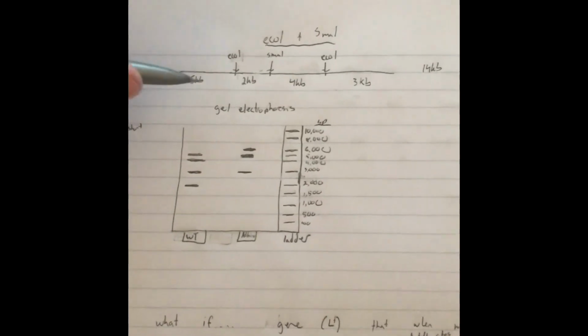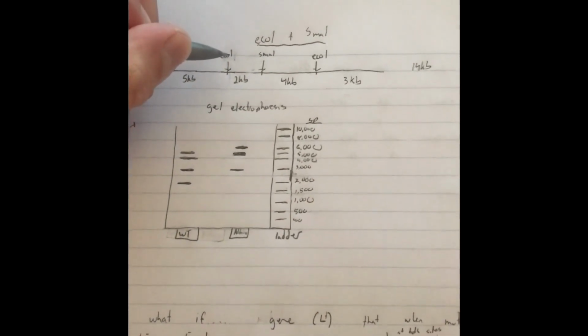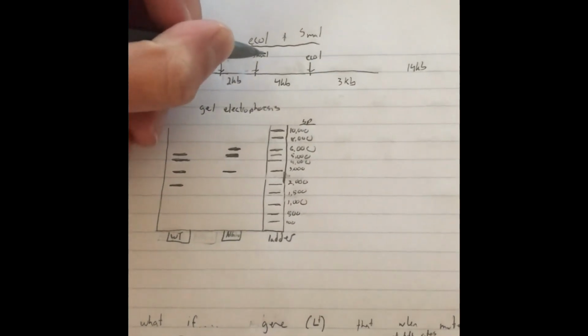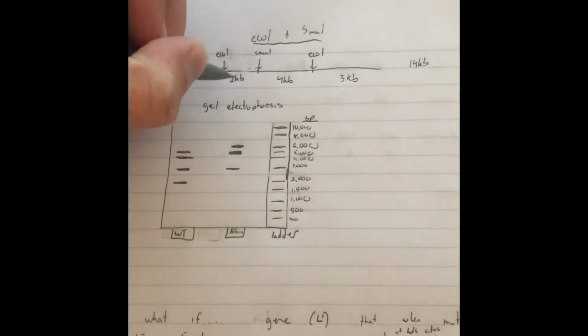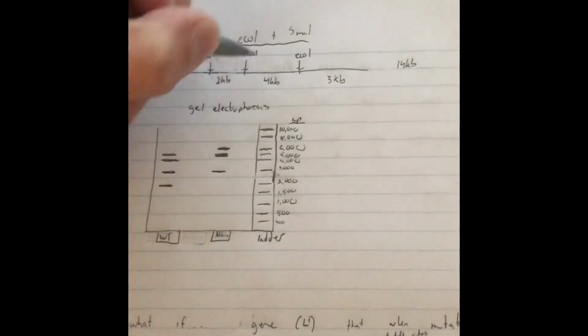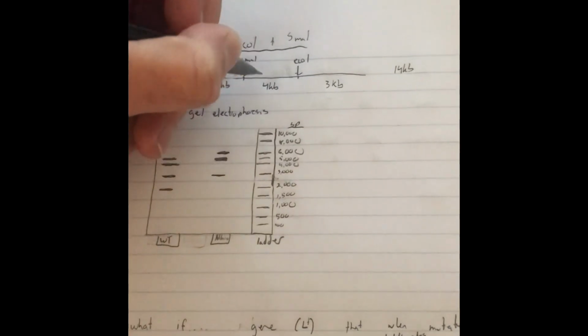So now I drew it out over here a little more neatly. For D, this is what it should look like. So at 5,000 we have our Eco 1 cut. Then we have our SMA 1 cut there, leaving us with 2,000 kilobase pairs. Then we have another Eco 1 cut. So then we have 4,000 and 3,000 kilobase pairs. Hopefully that makes sense.